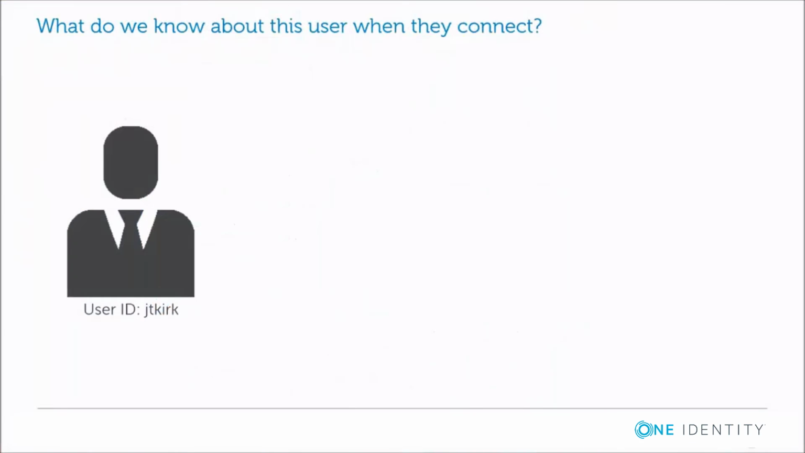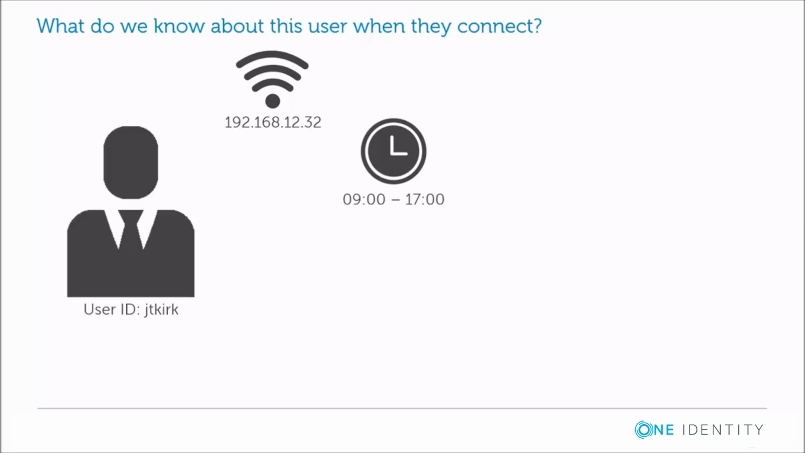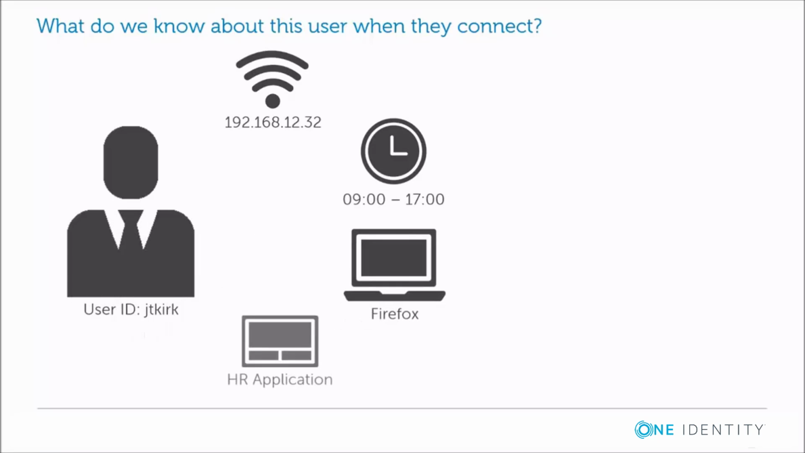So why can we be more flexible with the risk engine than we are traditionally with a hard-coded multi-factor policy? Let's just take a look at what we know about a user when they connect. So here's James Tiberius Kirk. He connects and we see his IP address. We see maybe the time of day he's connecting from, maybe where on the globe he's connecting from. We see the browser he's using, and we see the application he's trying to get access to.